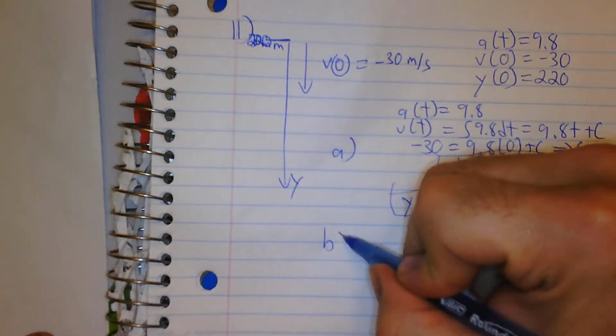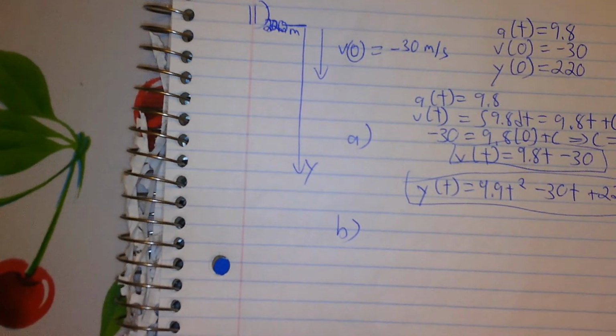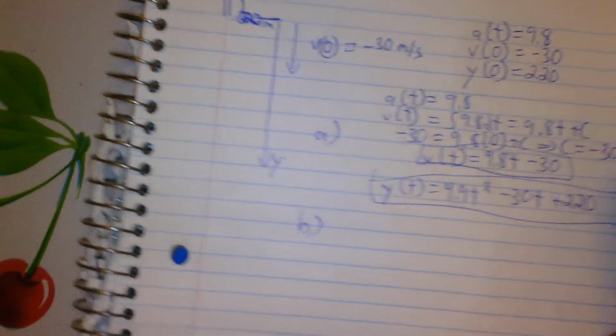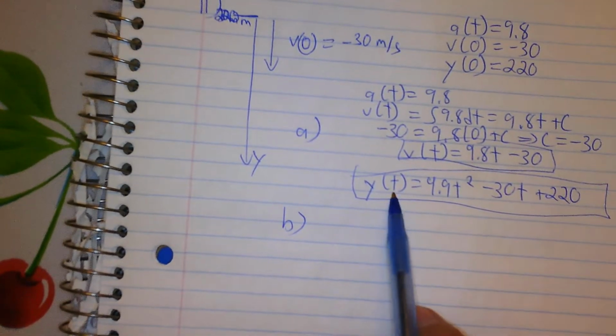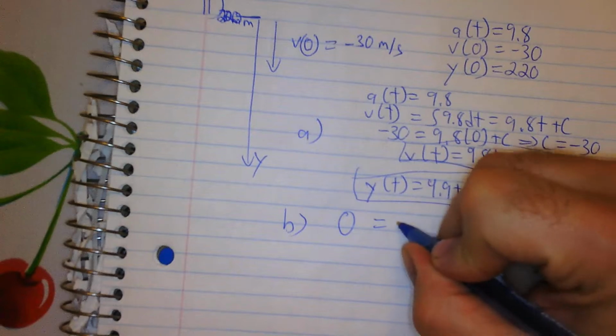Now, part B asks me how long will the ball take to hit the ground? So you want to know the time the ball hits the ground. Well, when do you know the ball's on the ground? When the position of the ball is 0. Okay, when the position of the ball is 0, so just set the position function equal to 0 and solve.